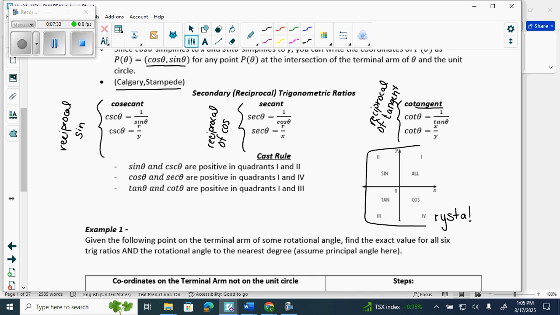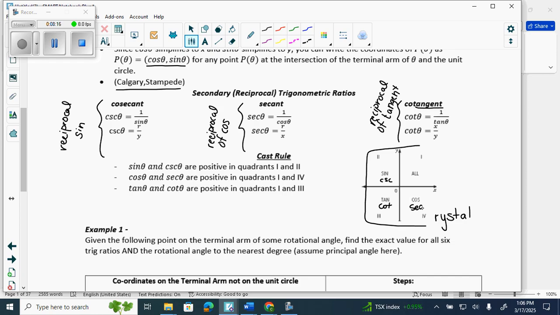So sine, cosine, cotangent, tangent, cosecant, secant. In 2, sine is positive, and sine's bestie is cosecant. So cosecant would be positive. Because remember, if sine is a half, cosecant is 2 over 1. It just flips, correct? So if sine is positive, cosecant will still be positive. It just flips the fraction. It doesn't change the sign. If tan is positive in quadrant 3, then so is cotan, because it's just tan flipped. And if cos is positive in quadrant 4, then its bestie secant is also. All right?